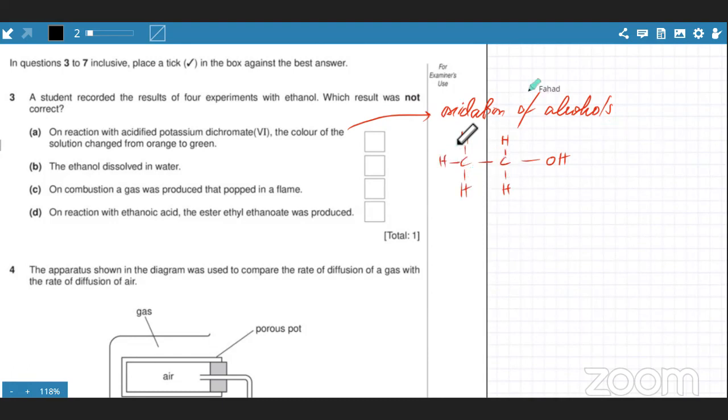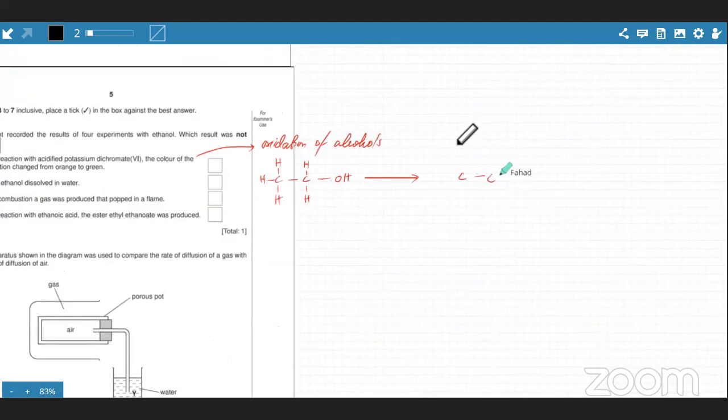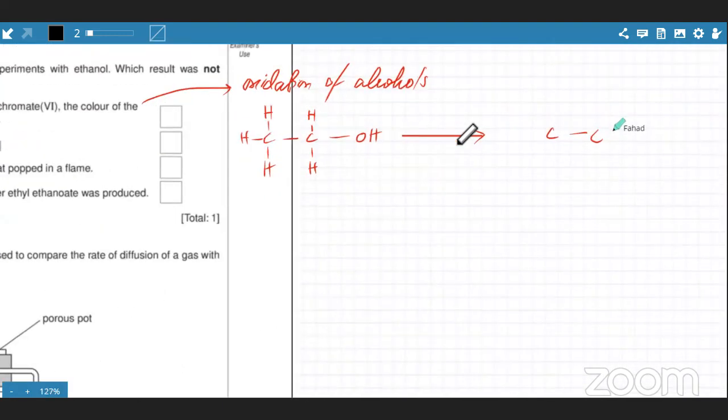Oxidation is going to happen, which means that when oxidation happens, the OH carbon changes into a carboxylic acid molecule. The rest of the molecule remains the same. The only change is to this carbon atom over here, which is an alcohol initially, but now it has changed into a carboxylic acid.